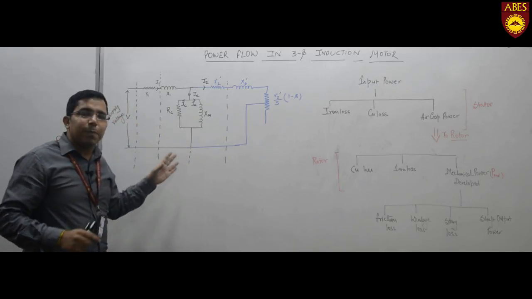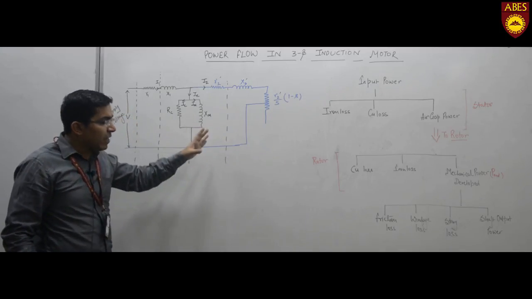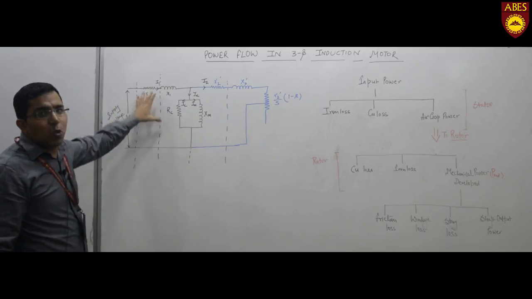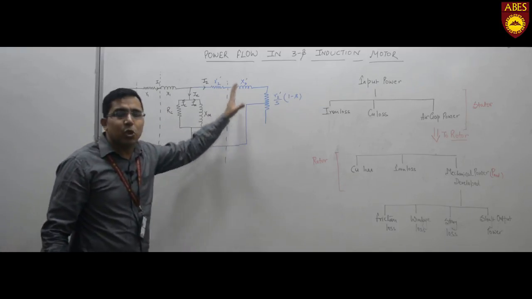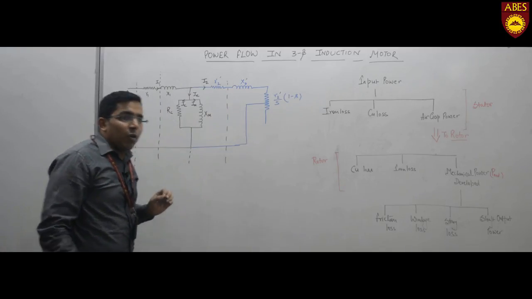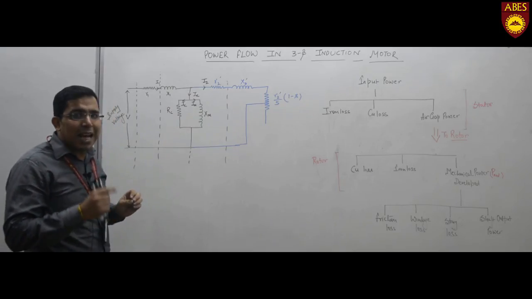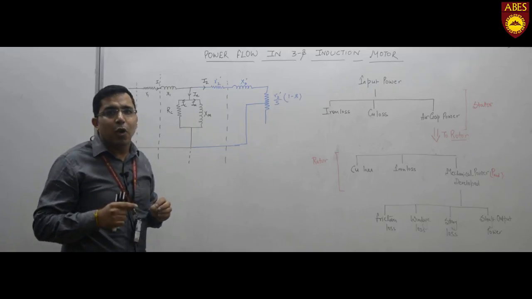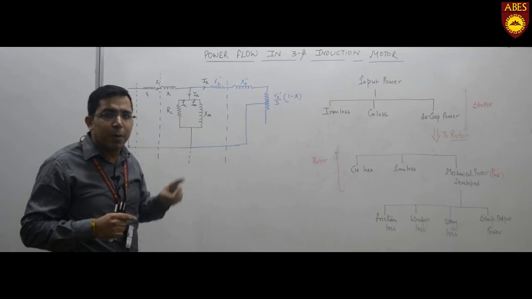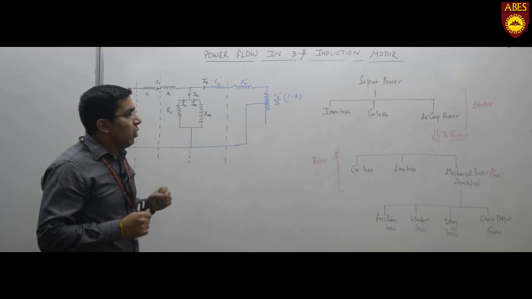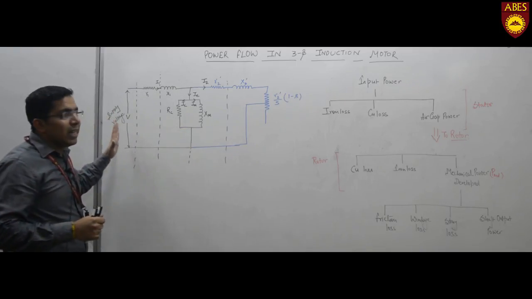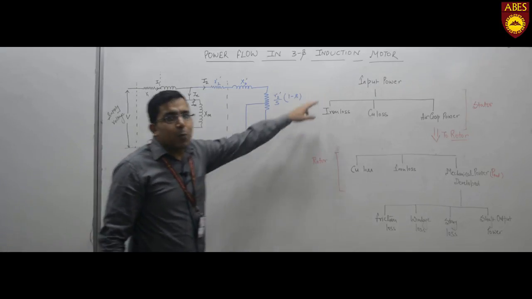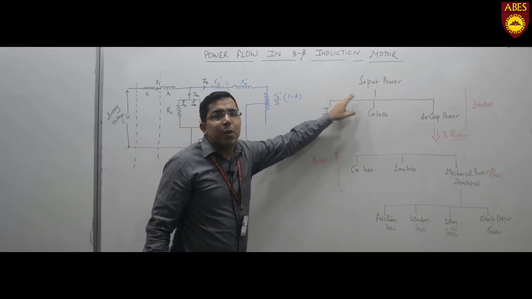The figure here shows the per-phase circuit diagram of a three-phase induction motor. The left-hand portion shows the stator, while the right-hand portion shows the rotor. Now we have to see what the power flow actually is, because a lot of conversions and losses are involved while converting power from electrical to mechanical energy. In the circuit diagram, we are supplying a voltage V. That means input electrical power is being given to the motor.